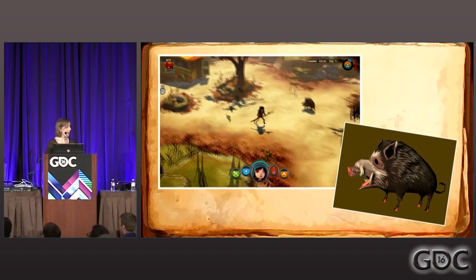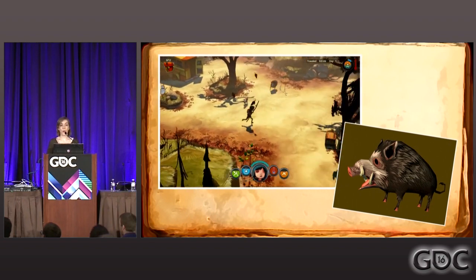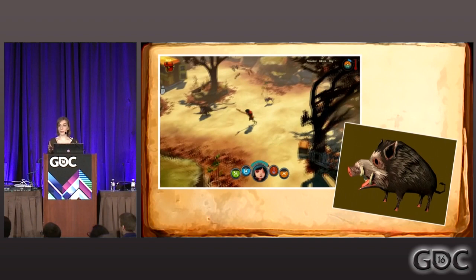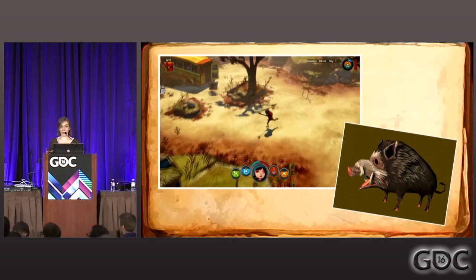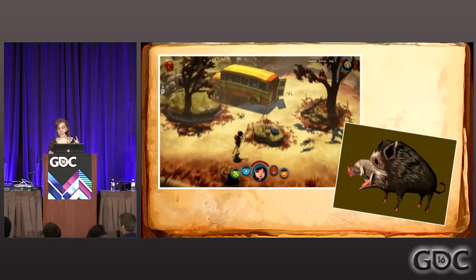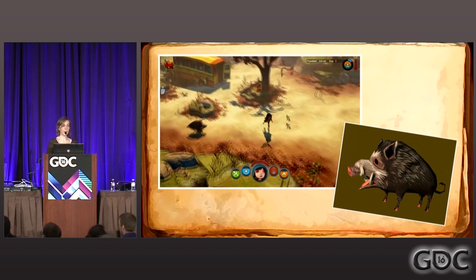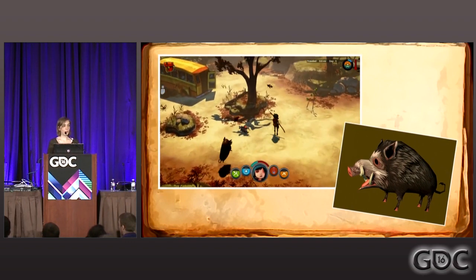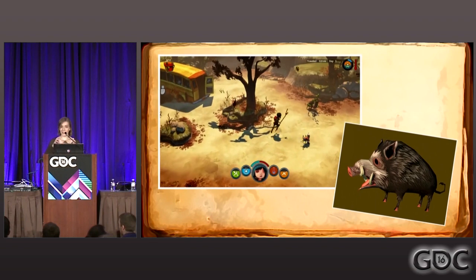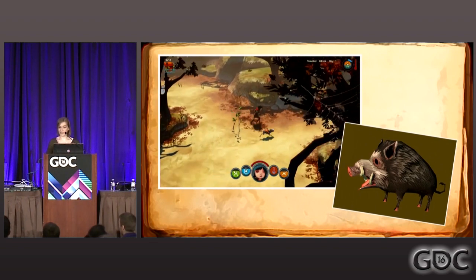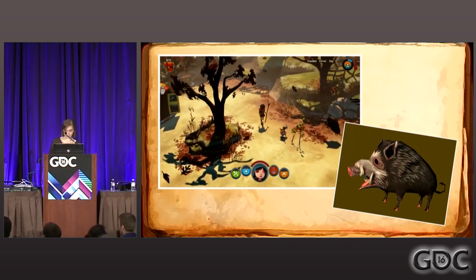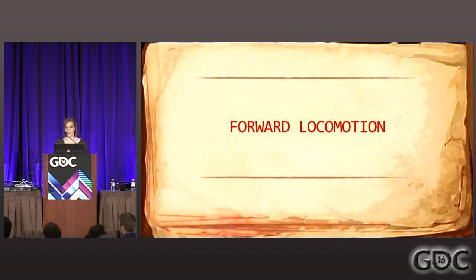I streamed the entire development process for the boar, so all the footage you're going to see in this talk is from when I was actually working on it, developing the boar. And I'm supposed to tell you we used Unreal Engine 4 for development, so a lot of the footage you're going to see is actually using the in-game animation blueprints and such. All right, so let's get started.